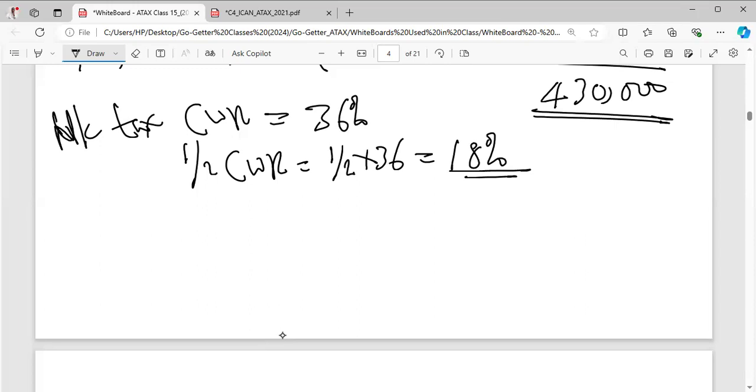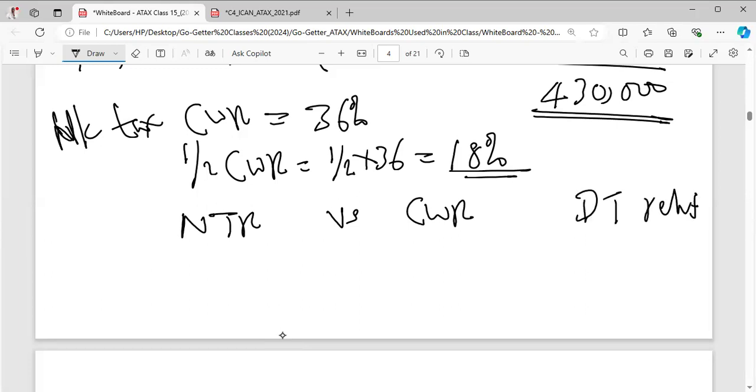So we are going to compare the Nigerian tax rate versus CWR. Then let me put here DT relief. So the Nigerian rate here is what? 30%. This is 36% because this is less than this. So the DT relief will be the difference between, let's read it here.